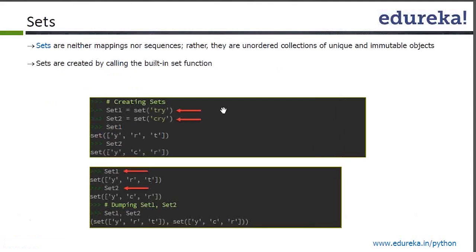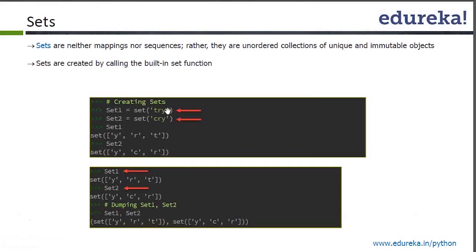Now sets. It's simple. Sets are neither mappings nor sequences. Rather, they are unordered collections of unique and immutable objects. Whatever order you may put, they may take it in their own way. If you say set1 equals set of TRY, and then you print set1, instead of TRY it might be YRT. It just changes its position because it's not ordered.